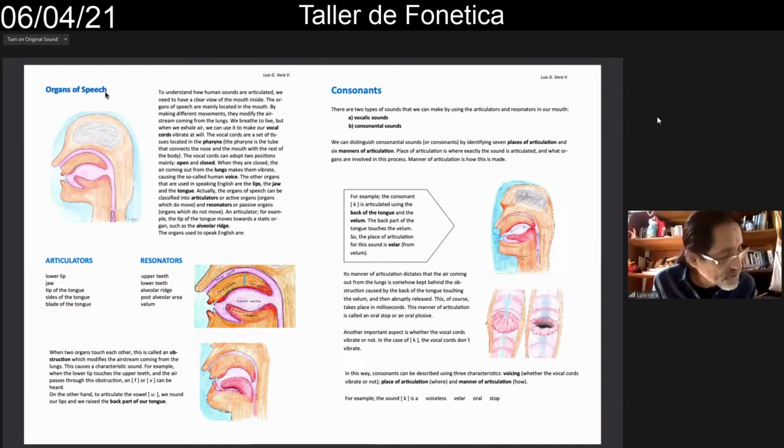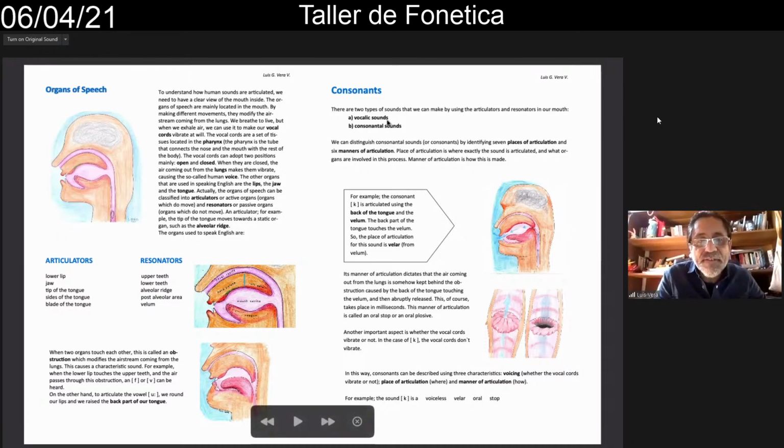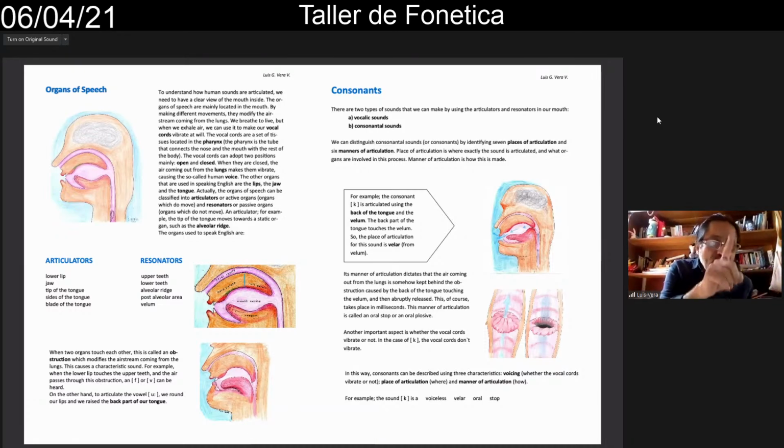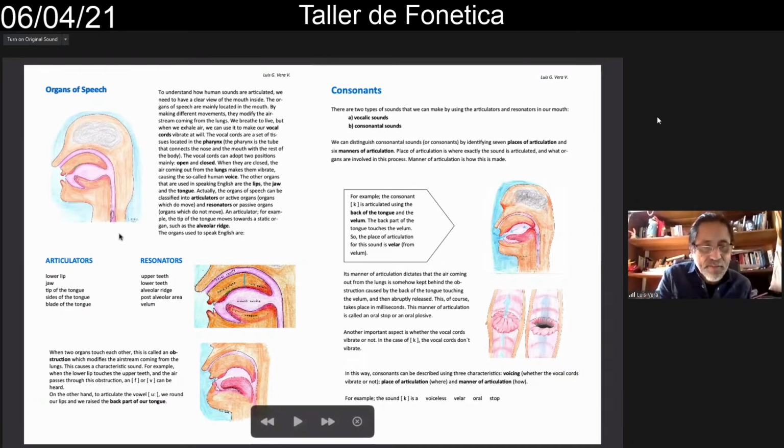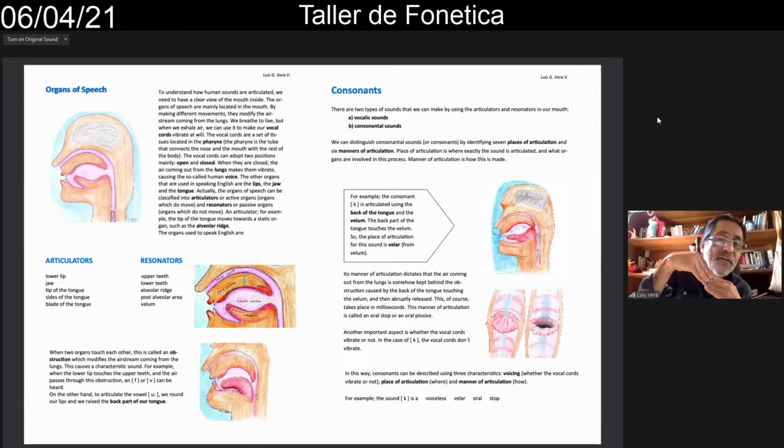What is place of articulation or point of articulation? What do you understand if I say place of articulation? For example, let's go back to the f and v here in this drawing. We can see that is the place of articulation. The place of articulation dictates that two organs are together to make the sound.